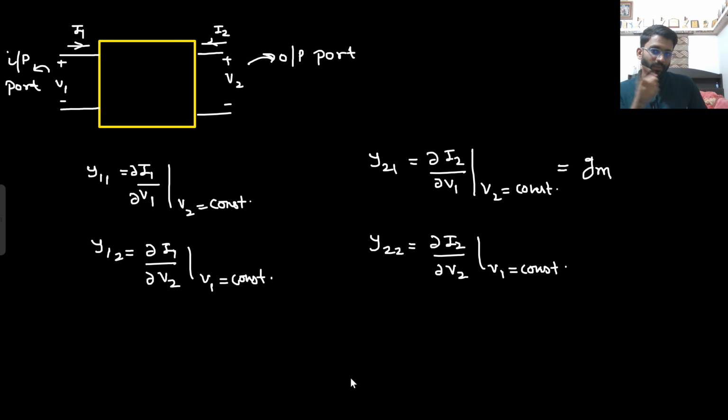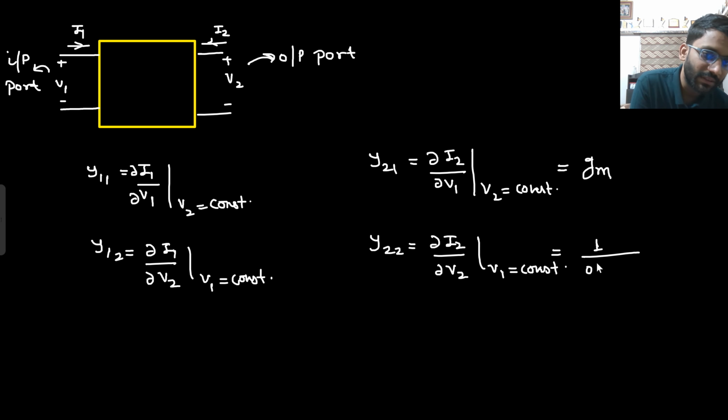What is delta I2 by delta V2? That is output, not output resistance. It is 1 by output resistance.